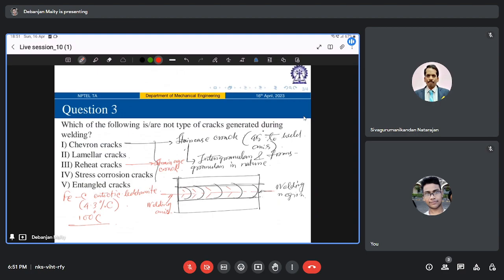Now what will happen during reheat or strain age cracking? This kind of cracking is found mostly during post weld heat treatment of certain alloys, most notably nickel based alloys. The purpose of such post weld heat treatment is twofold. One is you want to relieve the weld induced residual stress, right? And what else, you can develop maximum strength by aging also.